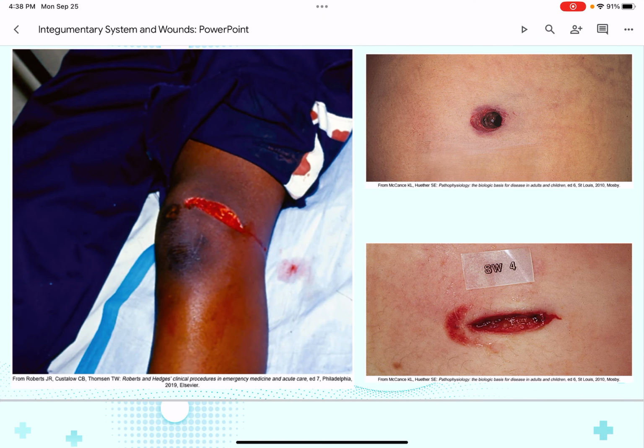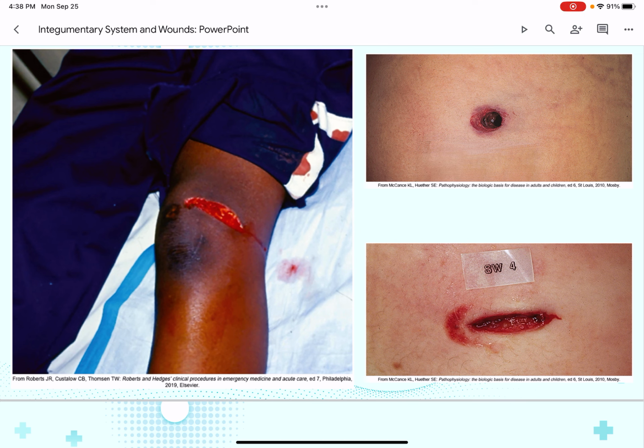On the left of this slide is a laceration, which is an open wound with torn tissues and jagged edges. On the upper right is a penetrating wound, which is a wound that breaks the skin and enters a body area, organ, or cavity.